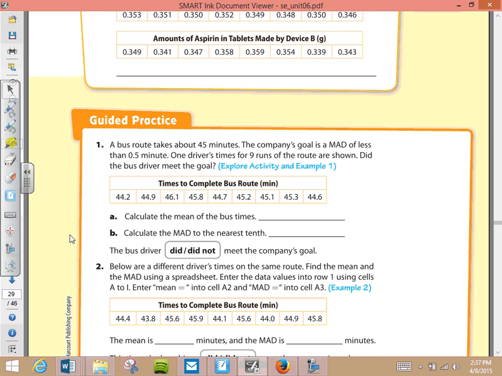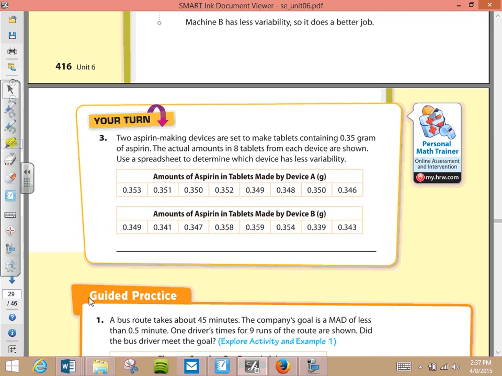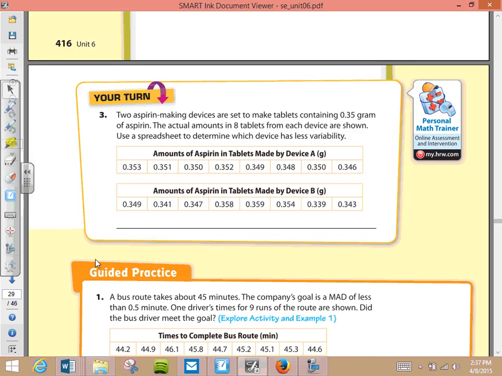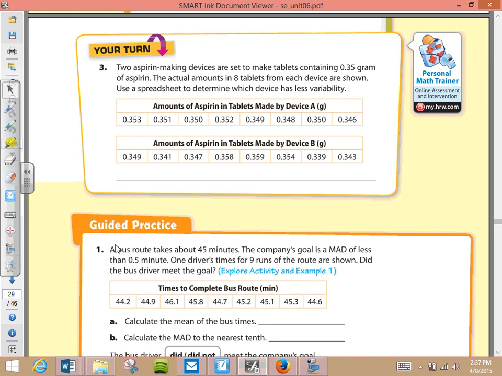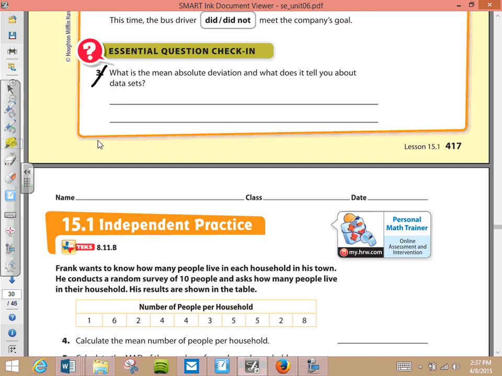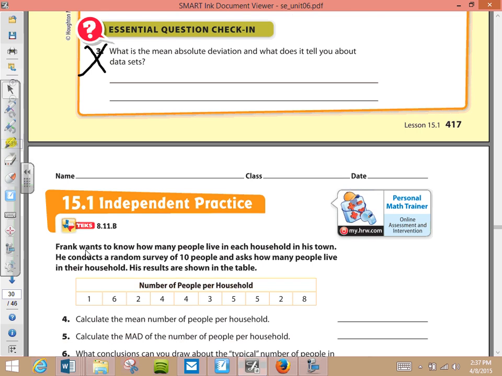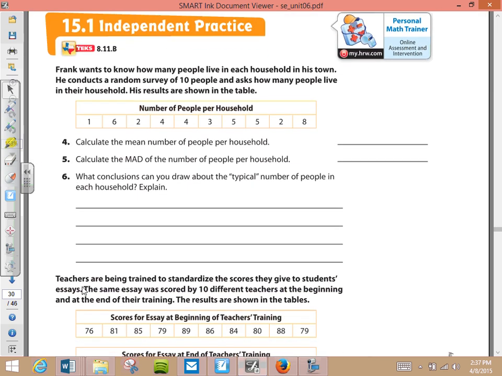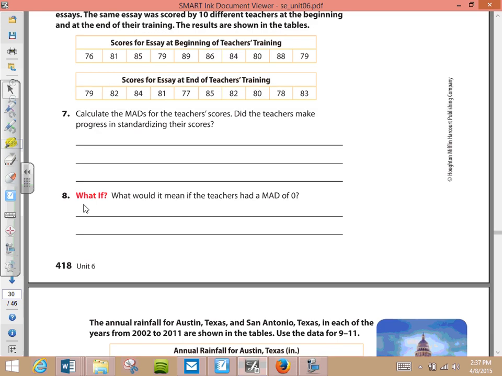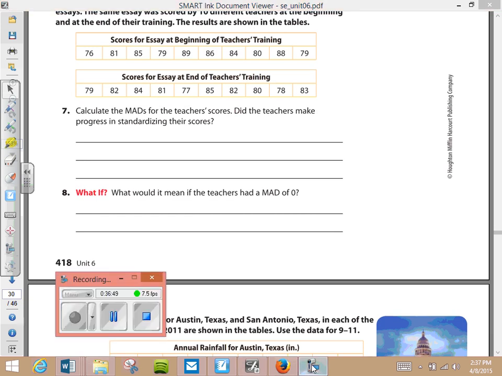Okay, so you go to page 417 and you're going to do the guided practice from 417. Actually, the whole page. The whole page on 417 and the whole page on, well, not the essential question. We can do this in class. And the 418, which is one page only, front and back, right? There we go. It should be easy homework today.